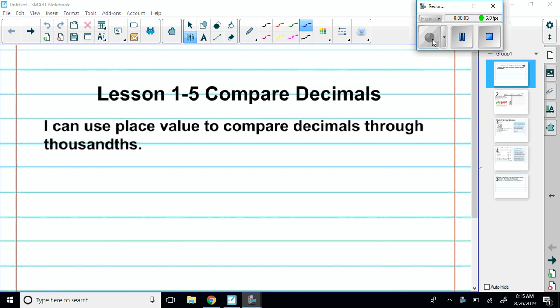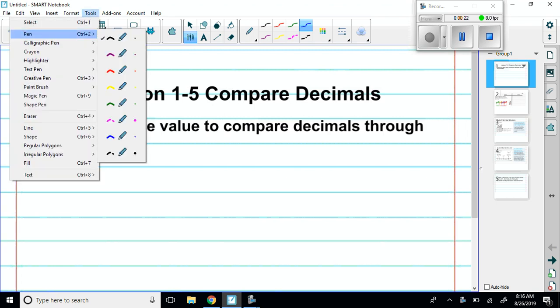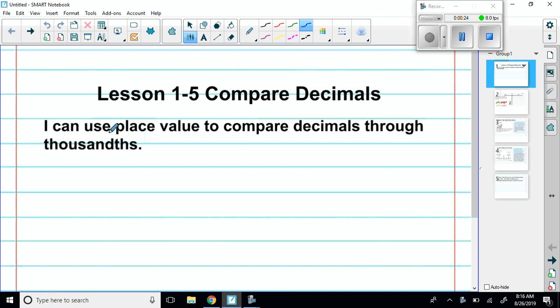Welcome to Lesson 1-5, Compare Decimals. Your objective for today is I can use place value to compare decimals through thousandths. Remember, when it ends in THS, that means that it is a decimal, and a decimal means that it is less than a whole with a TH, or it's between two whole numbers.